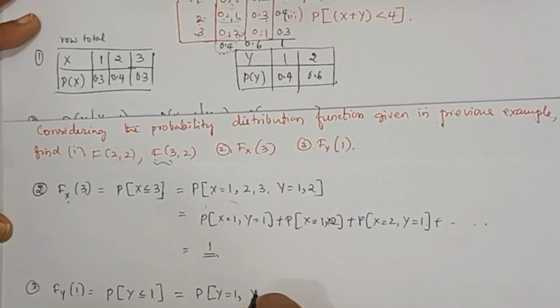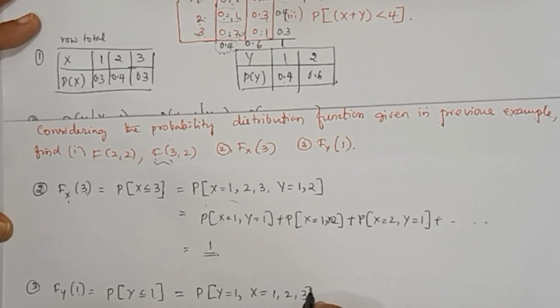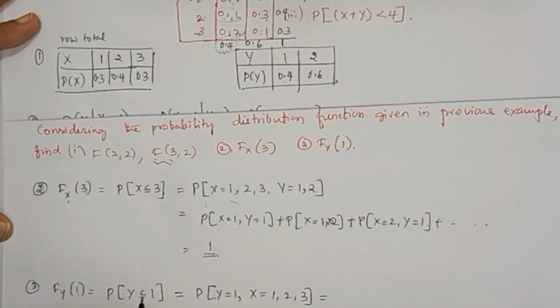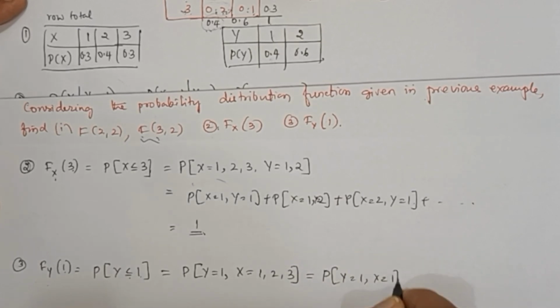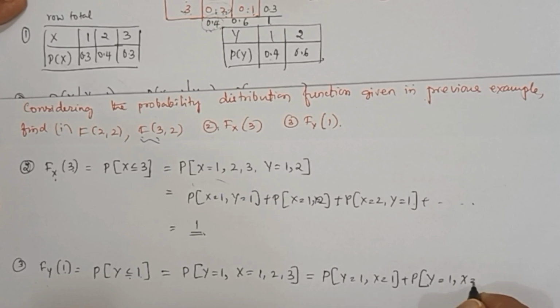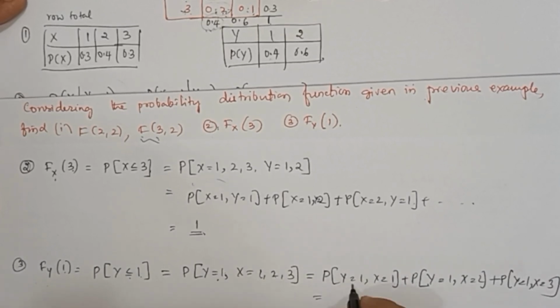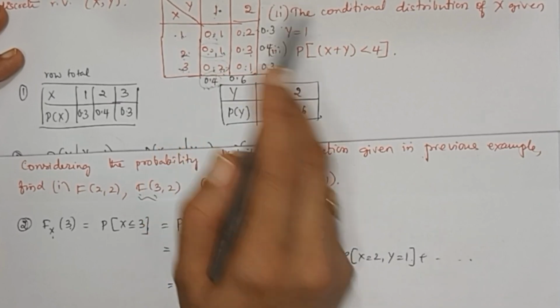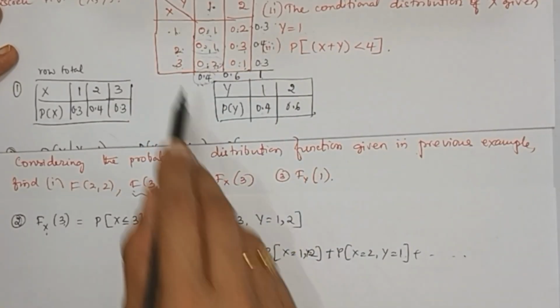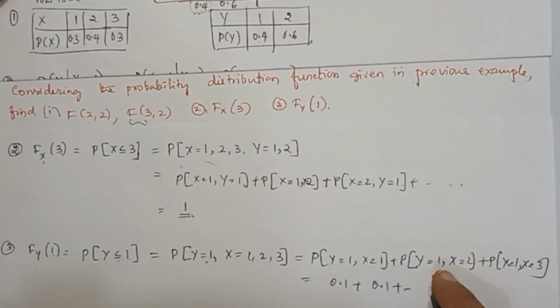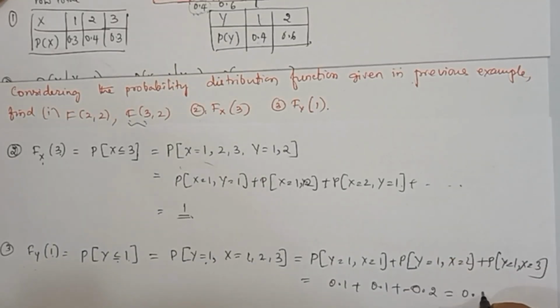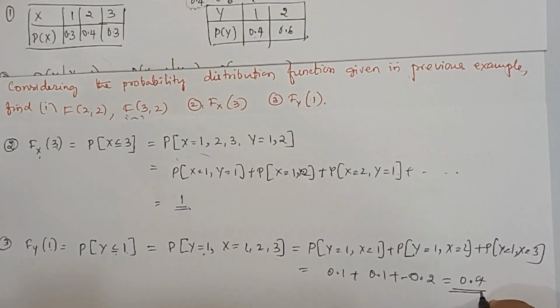Y equal to 1, then for all values of X equal to 1, 2, 3. For the marginal distribution function of Y, we have a condition on Y, but on X no condition, you have to take all values. So probability of Y equal to 1, X equal to 1, plus probability of Y equal to 1, X equal to 2, plus probability of Y equal to 1, X equal to 3. That is (1,1), (1,2), (1,3). Y is 1, X is 1 means 0.1, plus Y is 1, X is 2 means 0.1, plus Y is 1, X equal to 3 means 0.2. So when you add up all these values you will get 0.4. So this is the answer.